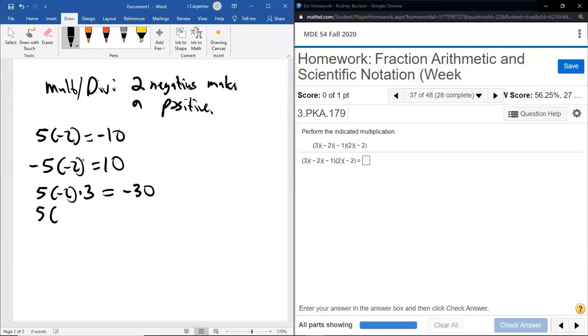But if I did 5 times negative 2 times negative 3, 5 times the negative 2 would make a negative 10. Then the negative 10 times the negative 3 would make a positive 30.